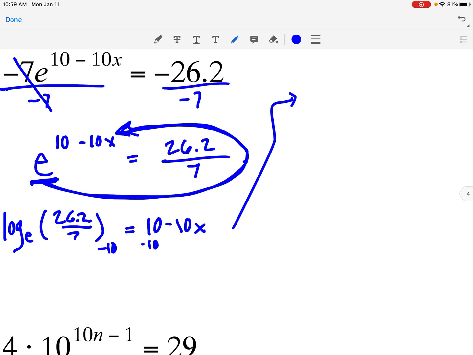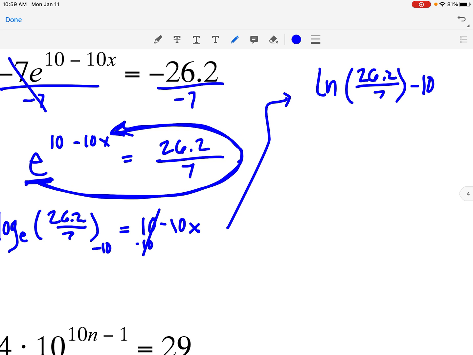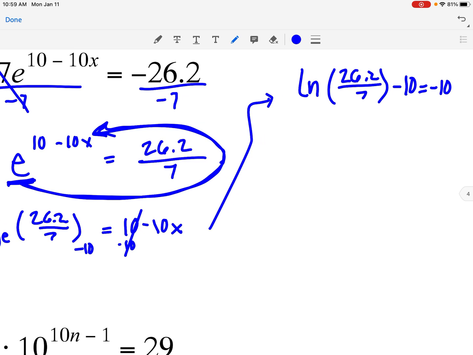So now I'm going to rewrite it over here. This becomes log base e, or I can actually rewrite that as natural log, because that's the same thing. So natural log of 26.2 divided by 7, and then the minus 10 is on the outside, and I still have equals negative 10x. So the last thing I have to do is divide by negative 10. Make sure this whole thing over here gets divided by negative 10.